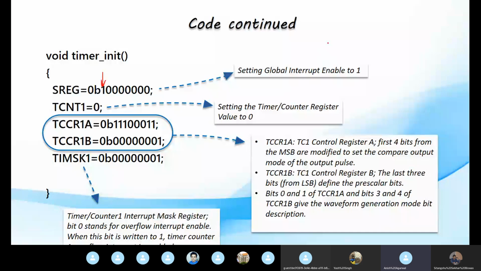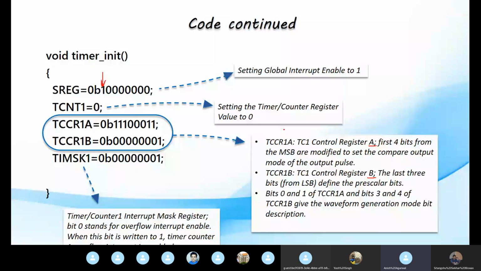These are TCCR1A, the Timer/Counter1 control register A, and TCCR1B, control register B. For any pulse that we produce out of the digital pin of an Arduino, we need attributes from both these registers. The values of both these registers will define the nature of the pulse that we are going to see as output. Now I'll be explaining to you how.